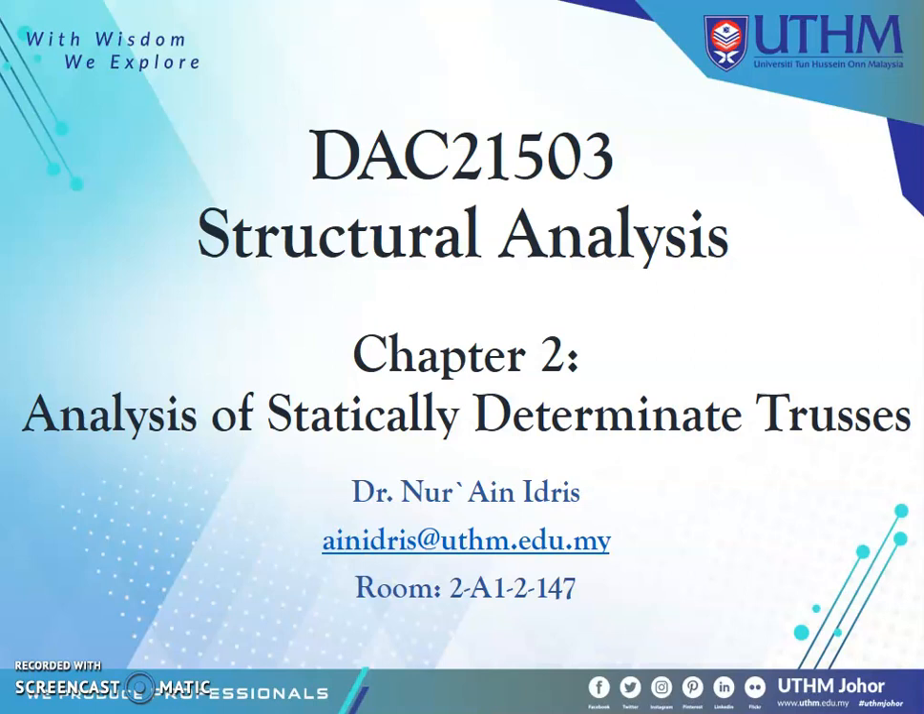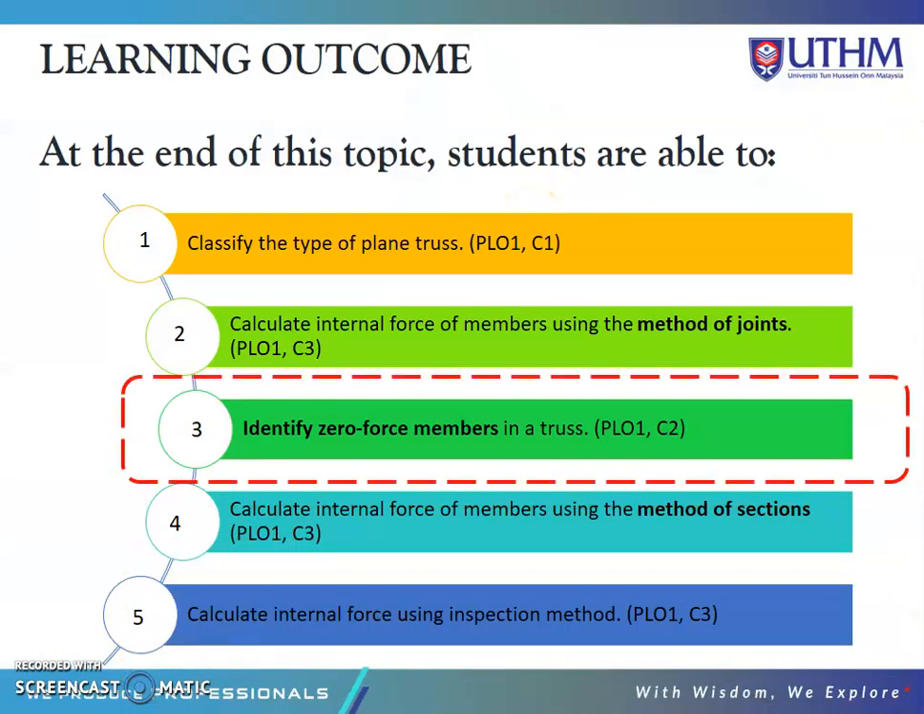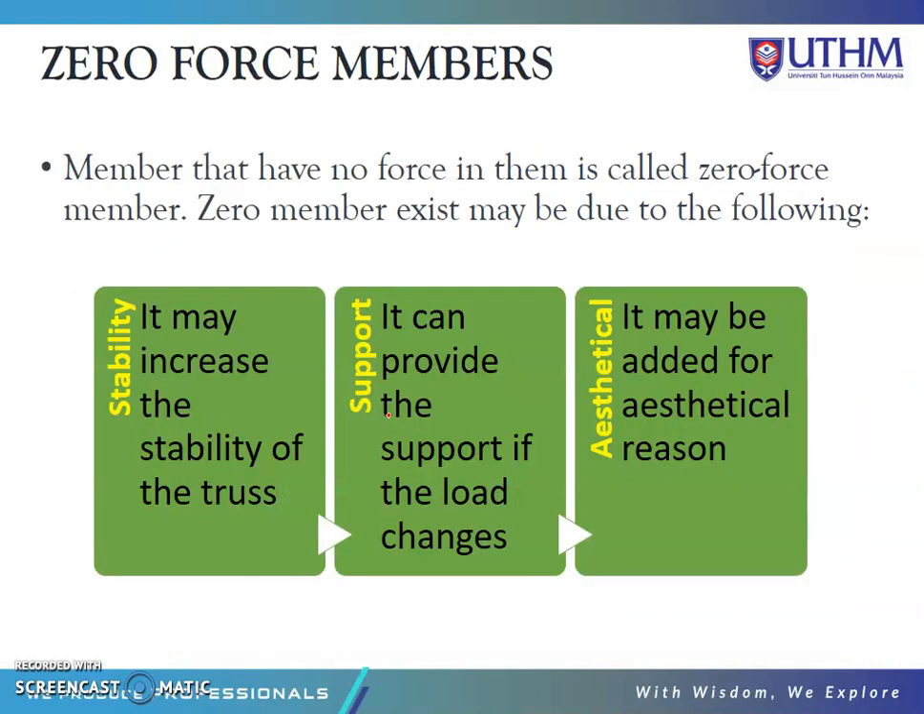Still in chapter 2, which is analysis of statistical determinate trusses, we are now focusing on the next part, which is to identify the zero force member. In this video I'm going to explain how to identify the zero force member in a truss. A member that has no force in it is called a zero force member. Member yang tidak mempunyai sebarang daya, so F is equal to 0, is called a zero force member.